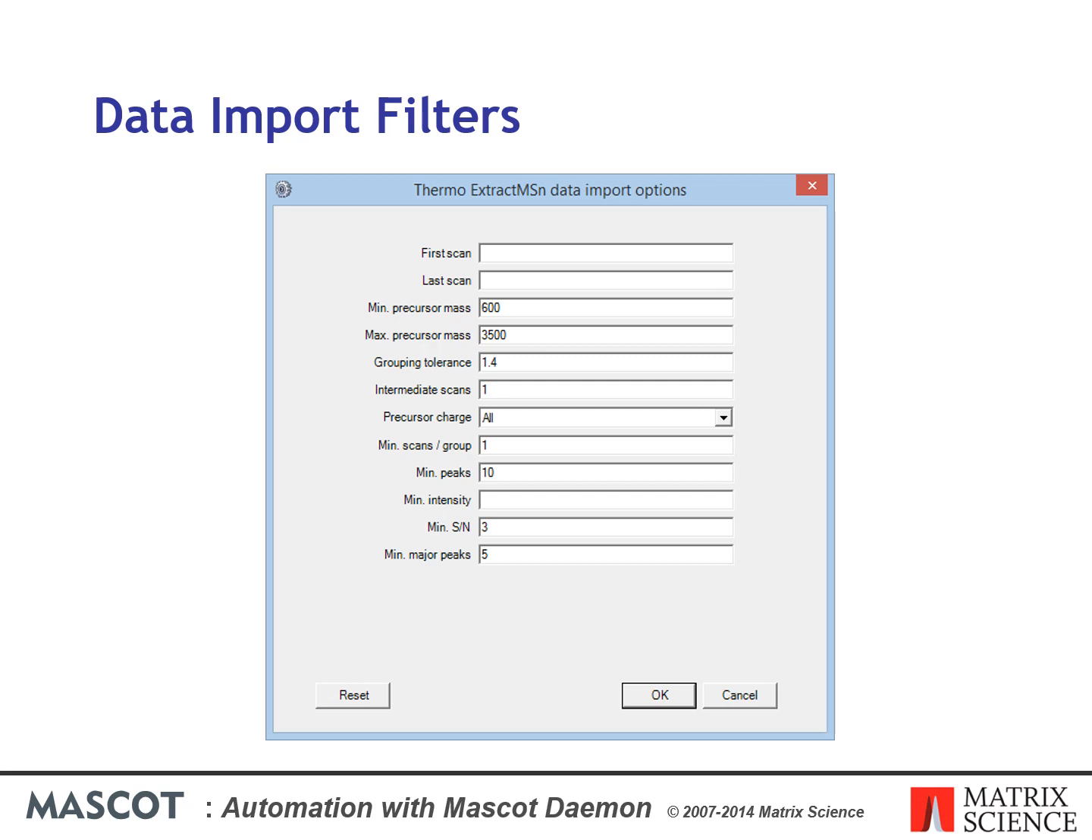Thermo Extract MSN is a utility that creates DTA peak lists from Thermo Excalibur raw files. Mascot Daemon calls the utility using the parameters specified in this dialog, then merges the DTA files into a single MGF file. Extract MSN can be downloaded from the Thermo website, but Thermo is no longer developing or supporting it, so it cannot be used with their latest instruments, such as the Q Exactive.